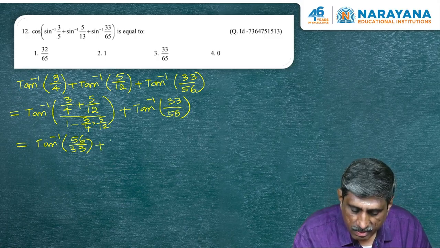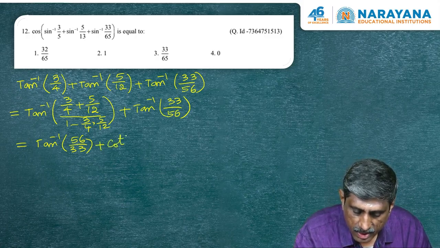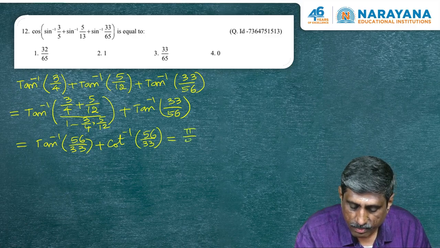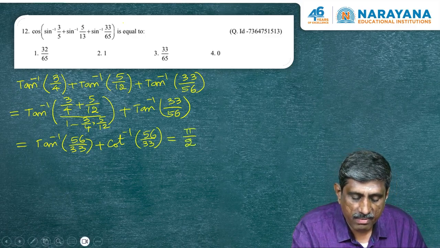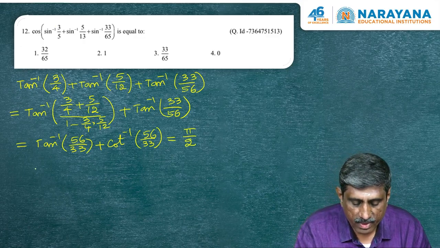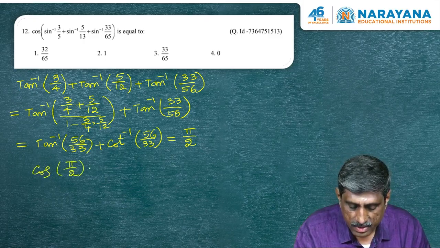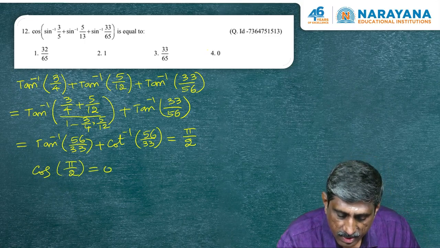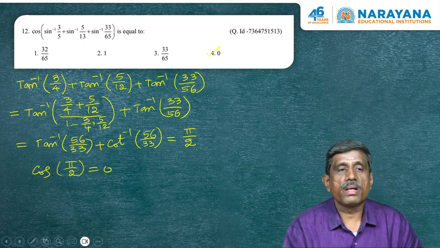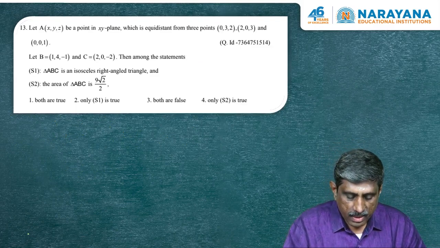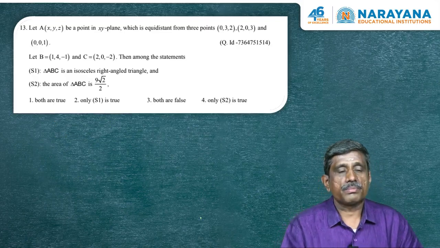Tan inverse of 33 by 56 is going to become cot inverse of 56 divided by 33. So, tan inverse of x plus cot inverse of x is going to become pi by 2. So, the expression value inside the bracket is pi by 2. Therefore, the required answer is cos pi by 2, which is 0. So, answer for this question is 0. That is the 12th question. Now, let us move on to the next question, 13th question.